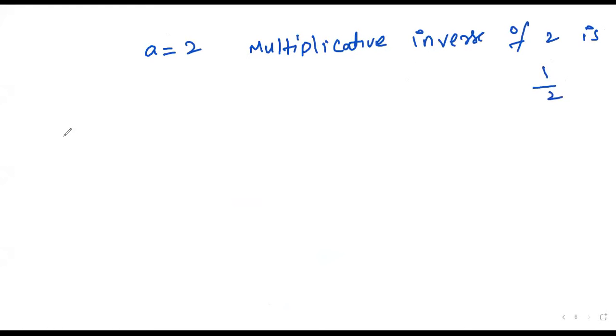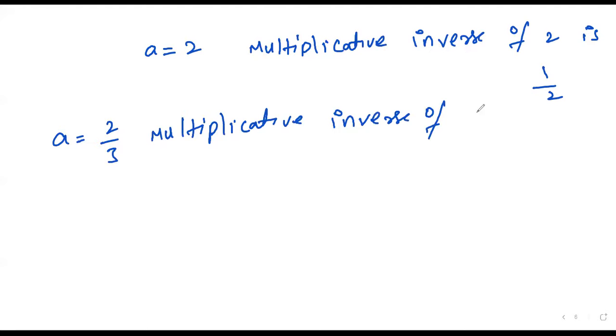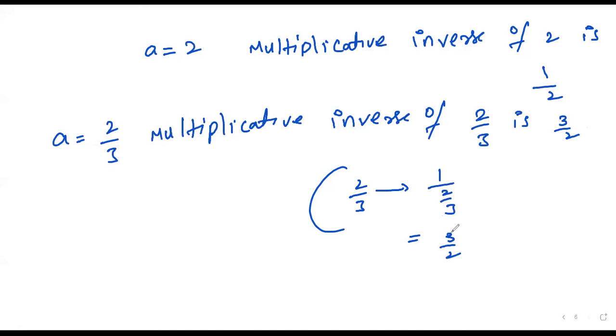Okay, then if A is equal to 2 by 3, then what is the multiplicative inverse of 2 by 3? The multiplicative inverse of 2 by 3 is 3 by 2. How does it become 3 by 2? We shall see. 2 by 3 is nothing but 1 by 2 by 3, that is equal to 3 by 2. Okay, the multiplicative inverse of 2 by 3 is 3 by 2.